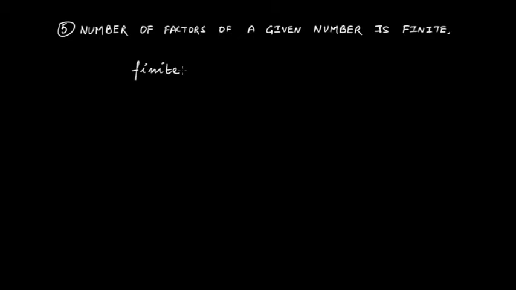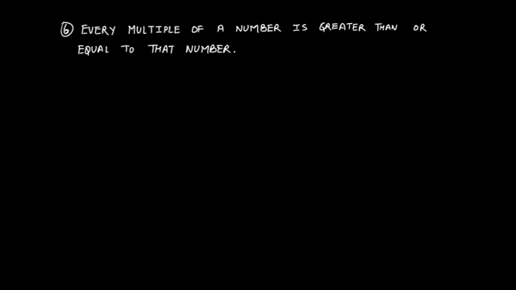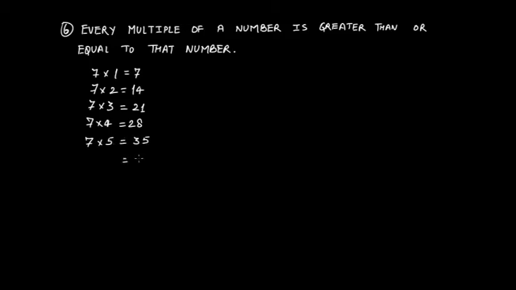Okay, what's the number of count for the factors? Next point is every multiple of a number is greater than or equal to that number. Very simple. If I ask you, hey, write the multiples of 7. So you would say that, hey, multiples of 7 is 7 times 1 is 7. 7 times 2 is 14. 7 times 3 is 21. 7 times 4 is 28. 7 times 5 is 35. And then you will get 42, then 49 and so on, right?